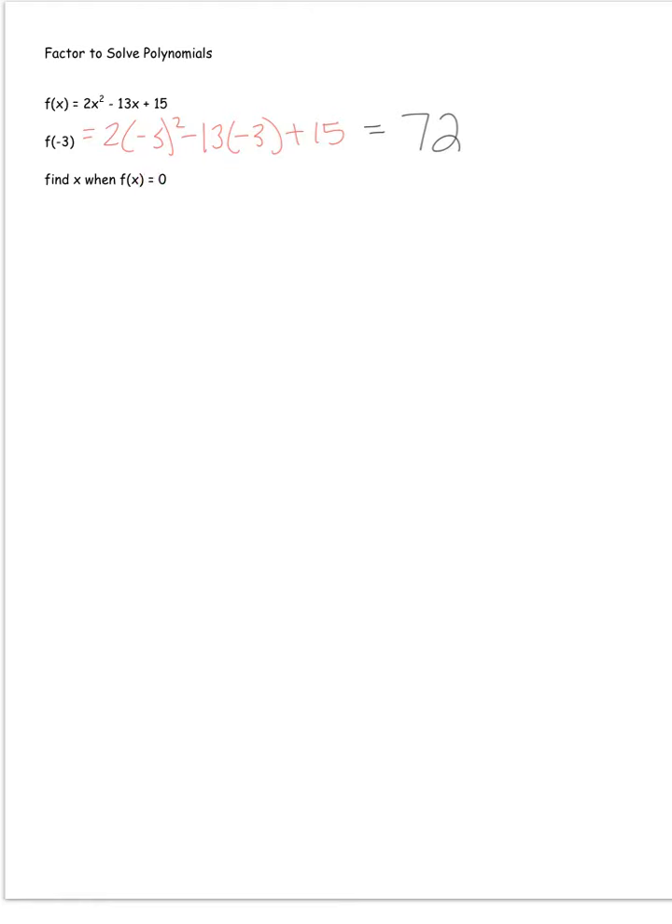So step 1, plugging in the 0. Now remember, when factoring or solving polynomials, first you want to make sure your equation equals 0. So in this problem, we're done with that. Second step, now we're going to factor. Remember, the first step of factoring is finding out if you have a greatest common factor. If you do, you take it out. If you don't, then you skip it.